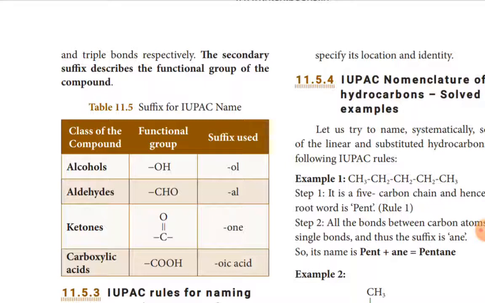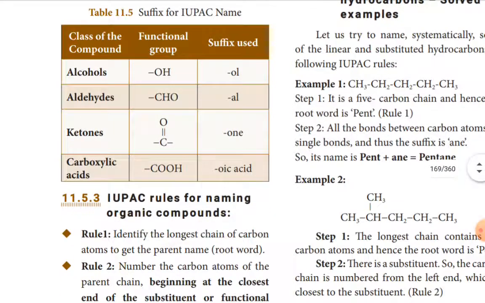You have to learn these three parts: how the root word is obtained, what prefix is and how prefix is given, and what suffix is and how suffix is given in naming the organic compound. So my dear students, learn only these three parts. Be thorough about these three parts. We will see the next topic, IUPAC rules for naming. Based on these three parts only, we are going to define the rules, how to write the name of the organic compound based on the International Union of Pure and Applied Chemistry.